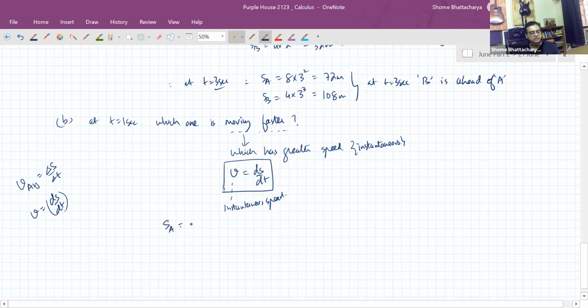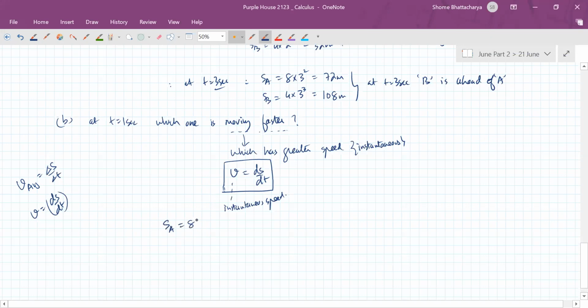Sir, I have a doubt. We have to find the speed at 1 second. So if at 1 second vehicle A is at 8 meters and vehicle B is at 4 meters, then vehicle A might be faster.